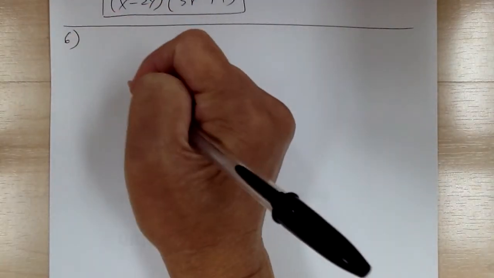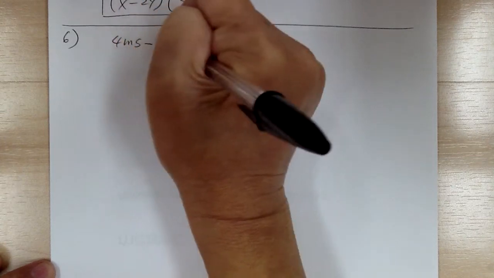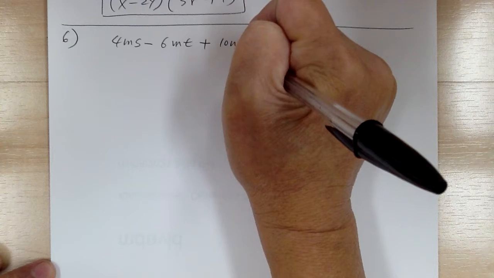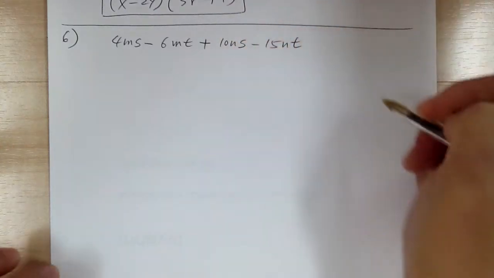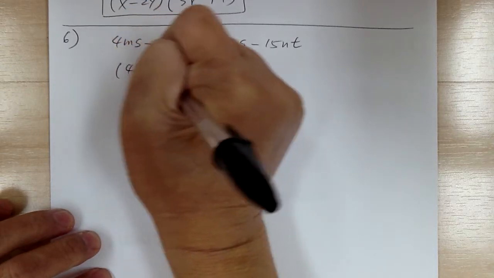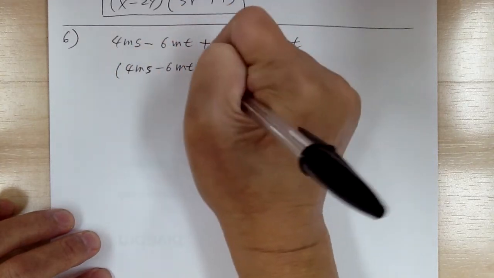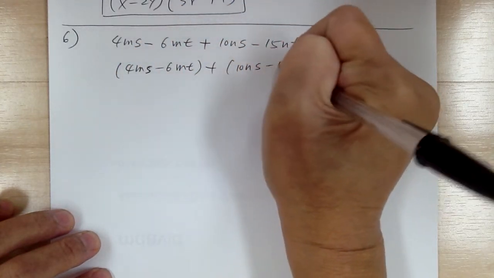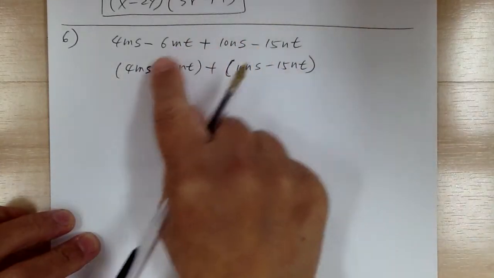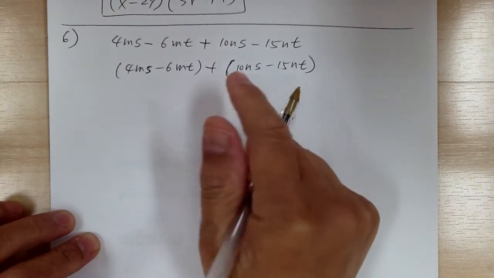Okay, number 6. You have 4ms minus 6mt plus 10ns minus 15nt. Okay, so let's just go and group the first two terms. Plus 10ns minus 15nt. Okay, so you can make sure you kind of group them first before you do the factoring. So get into the habit of doing that.